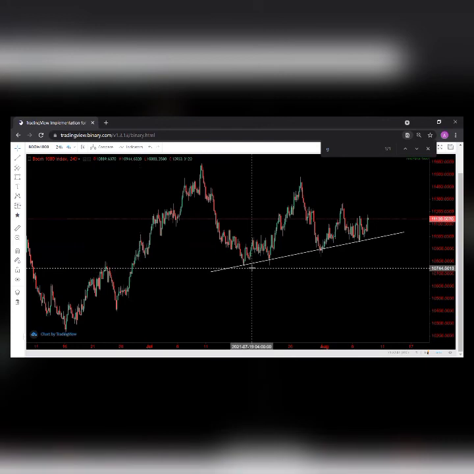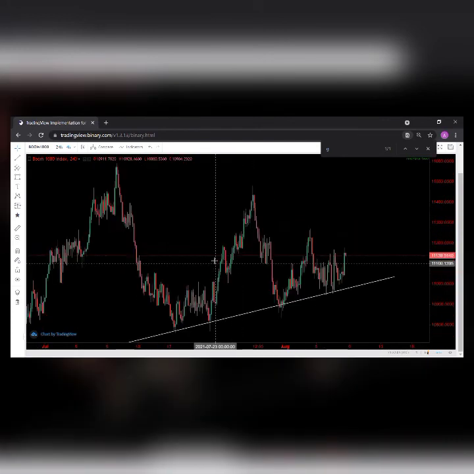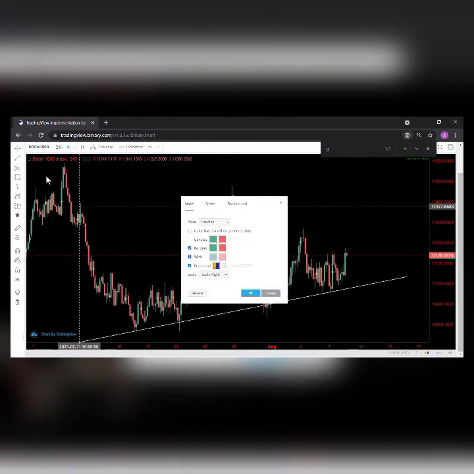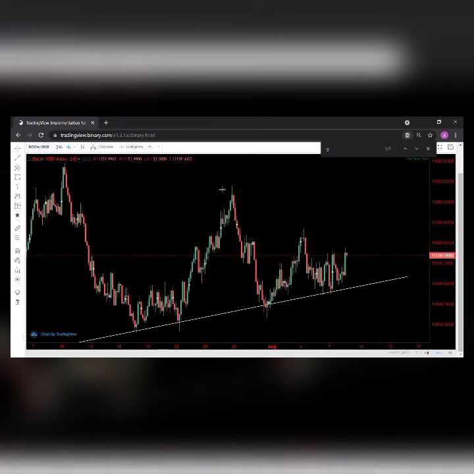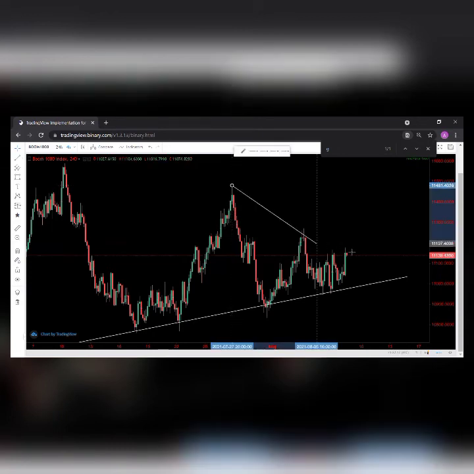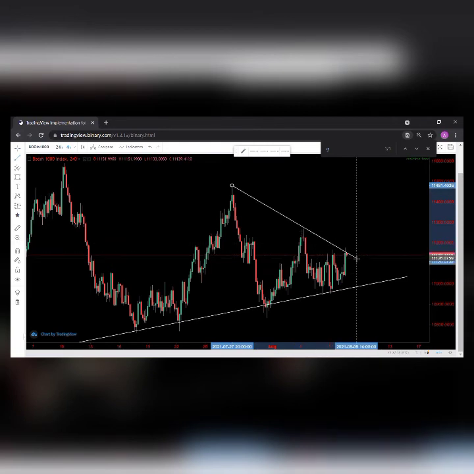Okay. Now you can see that on H4 we are having a better view of what the market is doing. From the H4 you can still draw this.